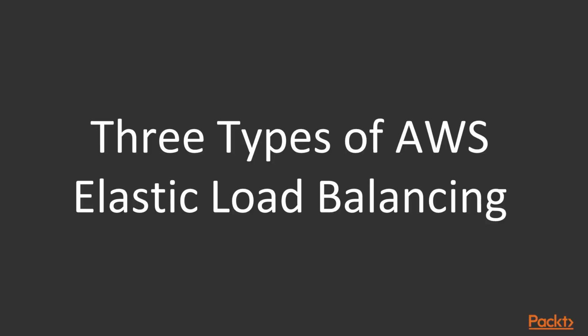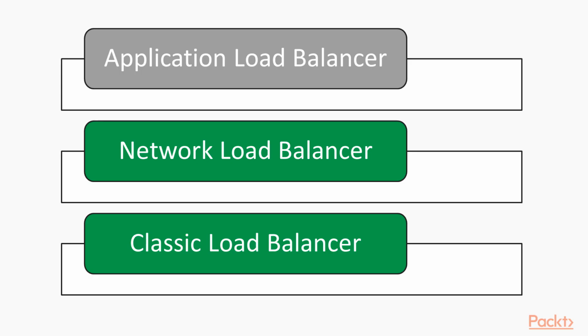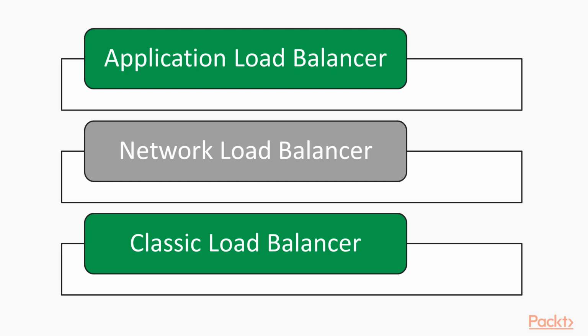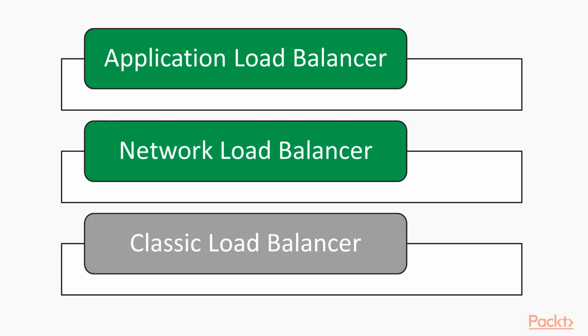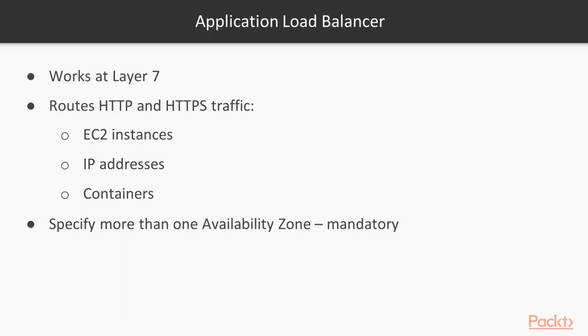AWS Elastic Load Balancing provides three types of load balancer: Application Load Balancer, Network Load Balancer, Classic Load Balancer. Let's first learn about Application Load Balancer. It works at layer 7 and routes HTTP and HTTPS traffic to EC2 instances, IP addresses, and containers. It is mandatory to specify more than one availability zone.